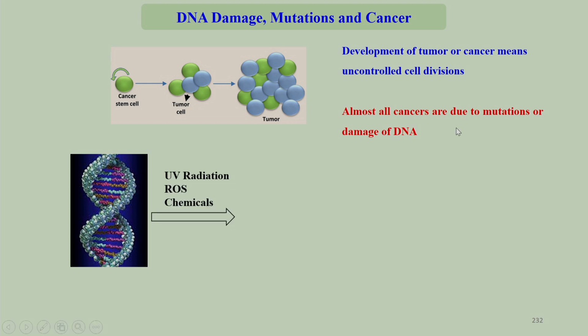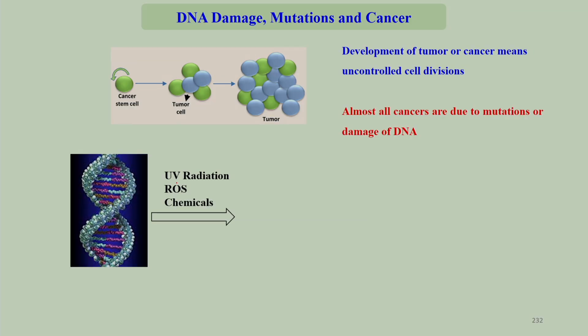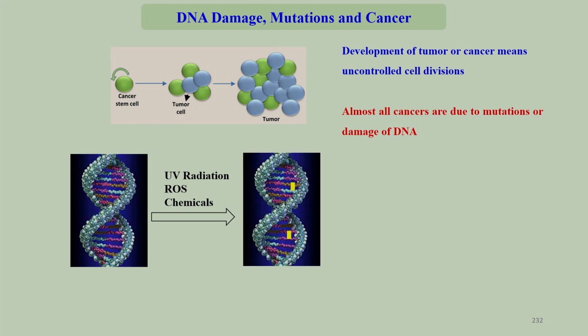inside the cellular system, inside the cell, DNA interacts with many chemicals and is exposed to several factors such as UV radiation, ROS, which means reactive oxygen species that are generated inside the cells, and other chemicals. All those things lead to lesions, also called damages, in the nucleic acid structures, in the nucleobases, and therefore the chemical nature of the nucleobases gets changed.